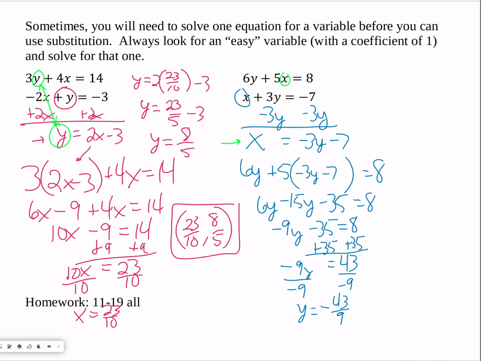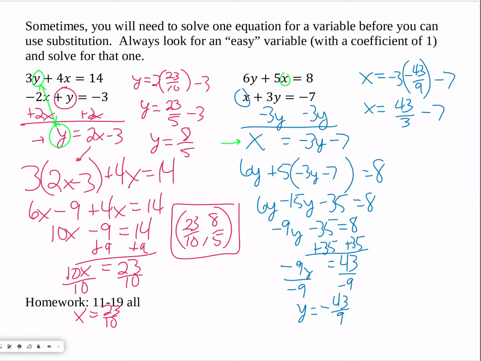So we plug in this negative 43 ninths into this equation. So we have x equals negative 3 times y, and we found out y is negative 43 ninths, and then minus 7 to finish that off. Now we just got to figure it out. So we have x equals, now a negative times a negative is a positive. So then we have to go 3 times 43 divided by 9. Or we could go 3 divided by 9, which is 1/3, times 43 gives us 43 over 3. We can do that. And then minus 7.